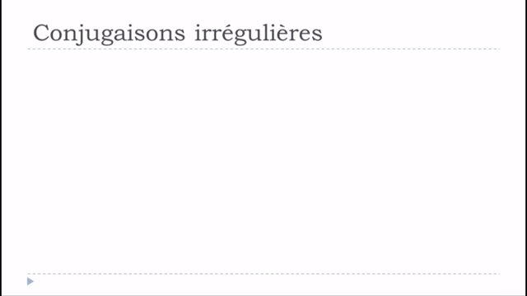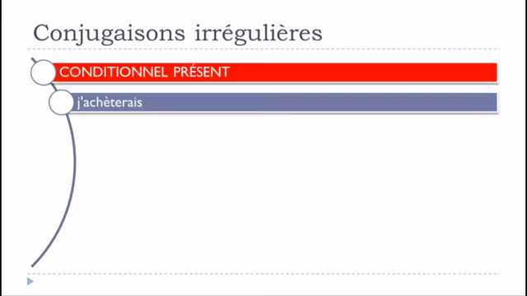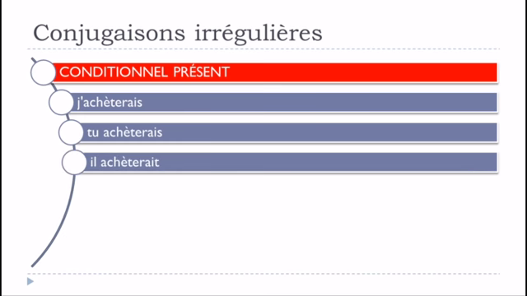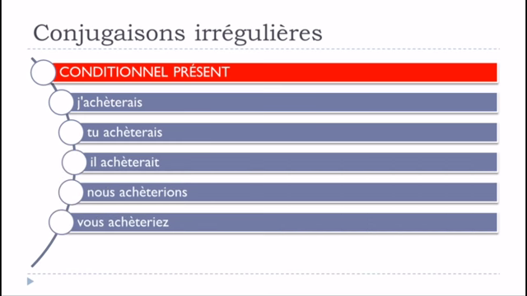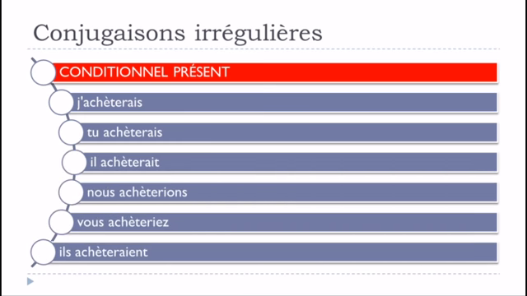Okay? If we're talking about le conditionnel présent, it will be the same. J'achèterais, tu achèterais, il achèterait, nous achèterions, vous achèteriez, ils achèteraient. Okay? So, same thing, accent grave here, and then it will affect all the forms.